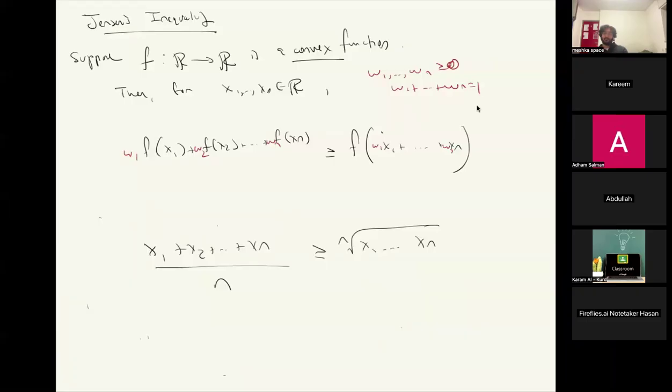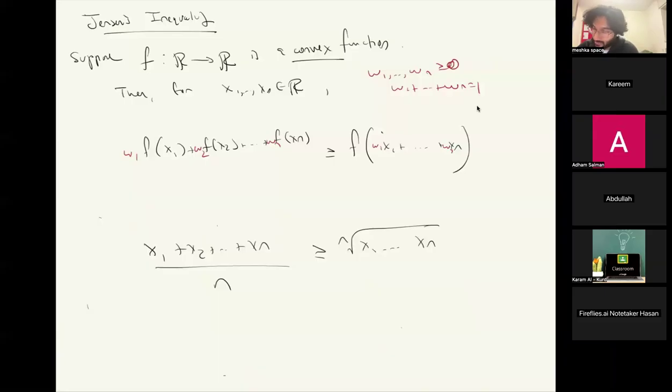Kareem, do you have an idea? Can we use e to the power of x1 plus x2 and all this? Okay, so if we take e to the power alpha 1 equals x1, for example. I think you mean you want to use log, right? You say e to the power of alpha 1 equals x1, which means alpha 1 equals log of x1. So let's use log. Yeah.